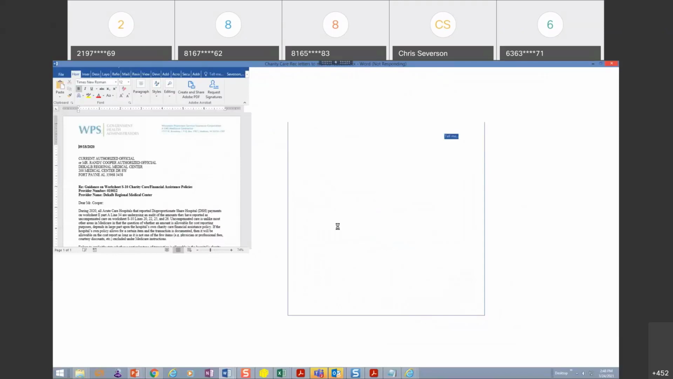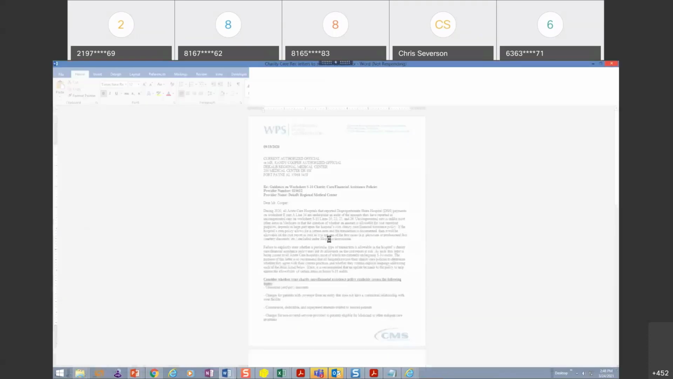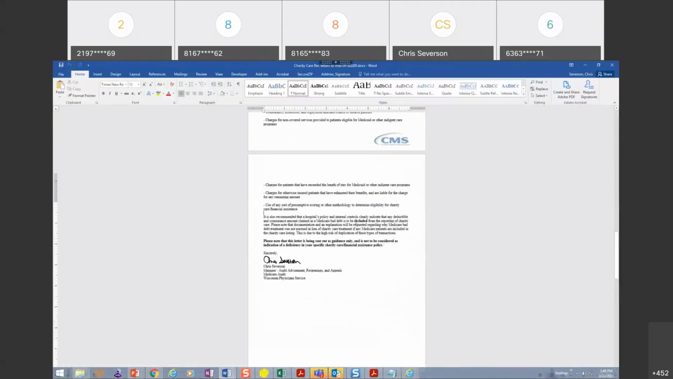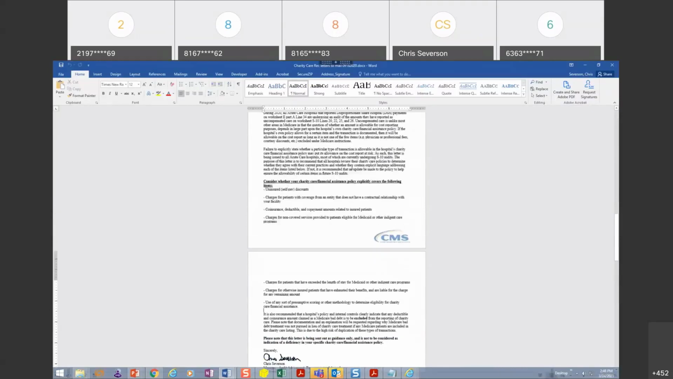If your own policy allows for certain types of things to be reported as uncompensated care or bad debt, we just need to see that in the charity care policy.